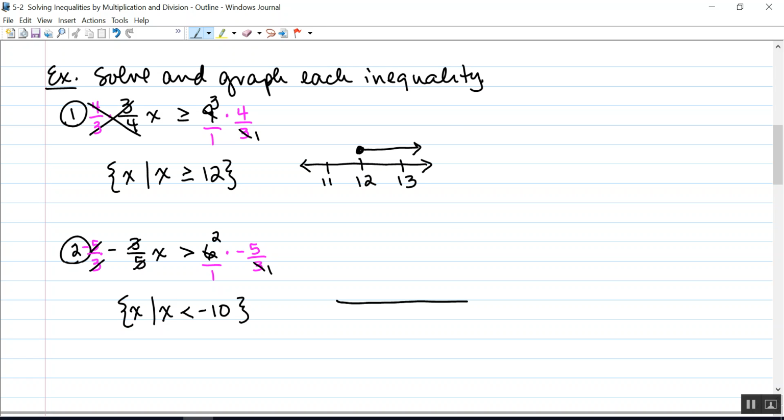Let's graph that. -10, -9, -11. Remember, negative numbers, it seems to kind of go backwards. If you're not sure, take a look at the number line up in the classroom. Since it's a less than, it's going to be an open circle over the -10 and going to the left.